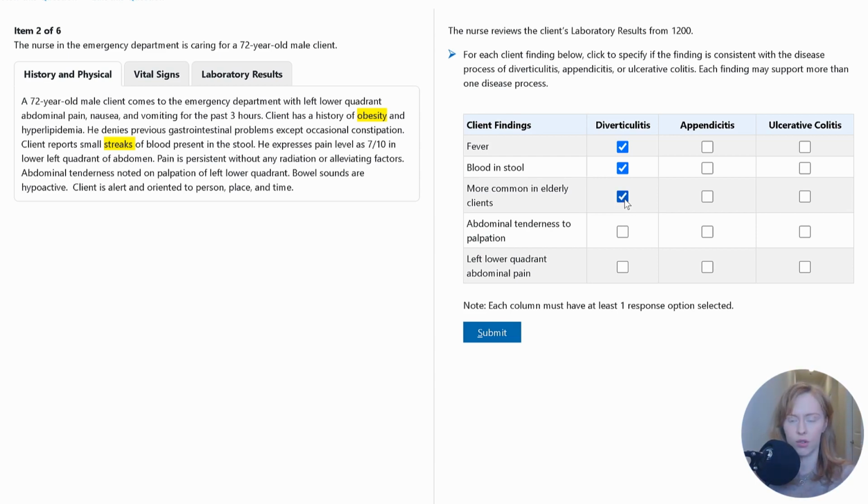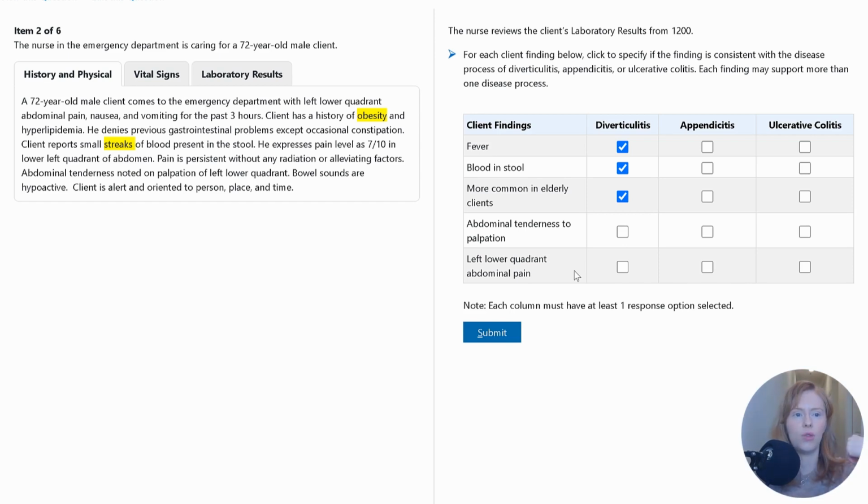It would be very unusual for a young person to have this. And then abdominal tenderness to palpation. We'll consider this together with the next one, left lower quadrant abdominal pain. So we already reviewed in the GI tract how this is happening in that left lower quadrant. And if it's inflamed, then it's going to be tender when you palpate it.